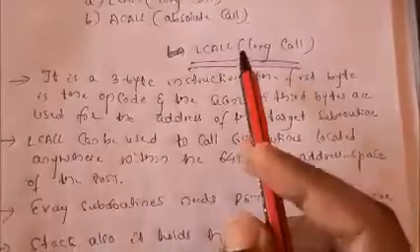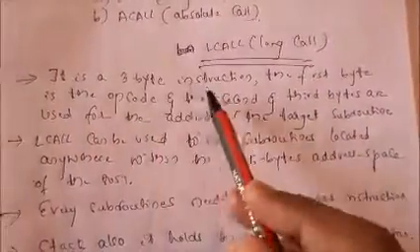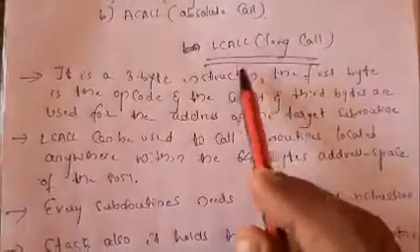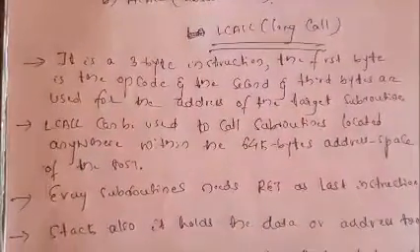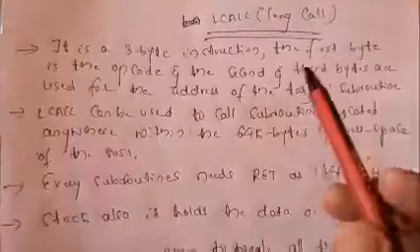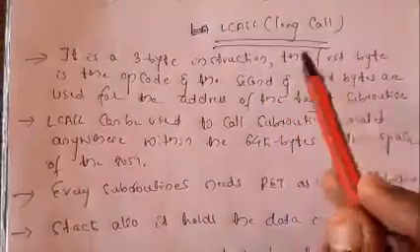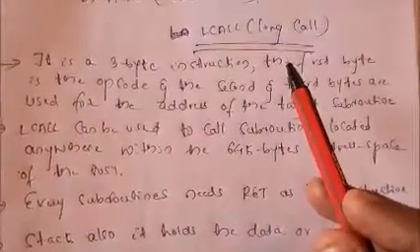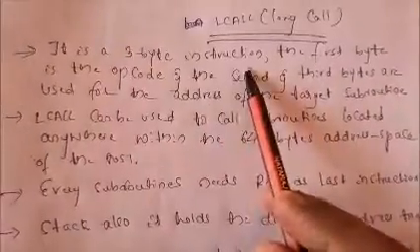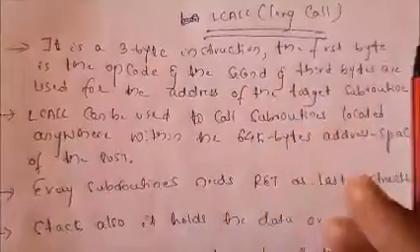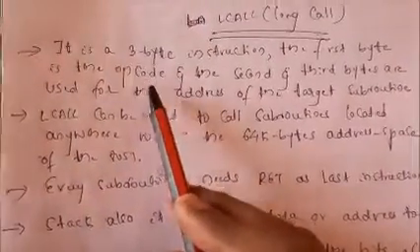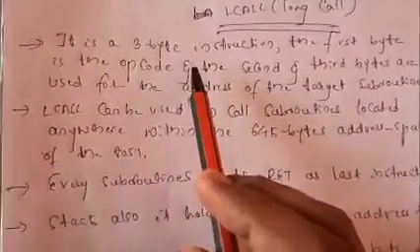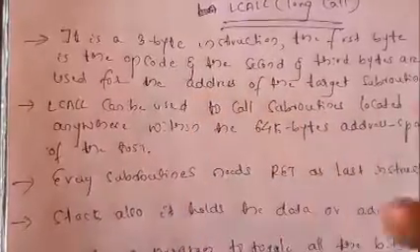The lcall is a 3-byte instruction. Sometimes they can ask you to write a short note on these instructions, so this is very important. It is a 3-byte instruction, which was also studied in the last week of the previous module. A 3-byte instruction means it consists of 3 bytes. The first byte covers the opcode. Opcode is nothing but operating code.